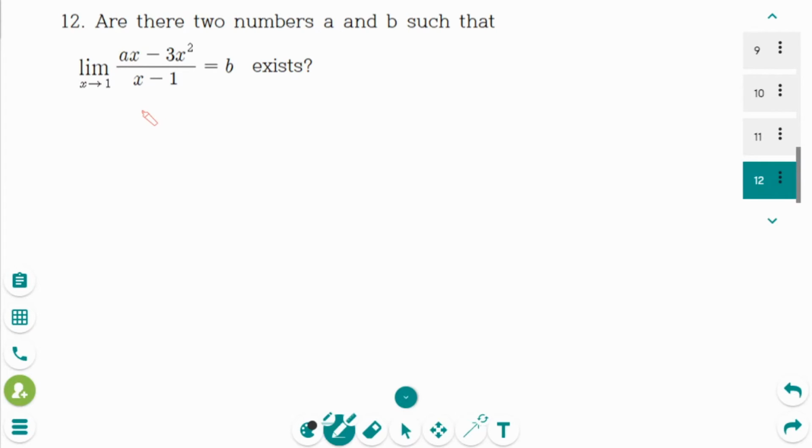This is the next question. When x approaches 1, the denominator becomes 0. As the answer of the limit is b, the numerator must also be 0 to create the 0 over 0 form. Therefore, limit as x approaches 1 of ax minus 3x squared must be 0. So put 1 into x, a minus 3 equals 0. Therefore, a equals 3.